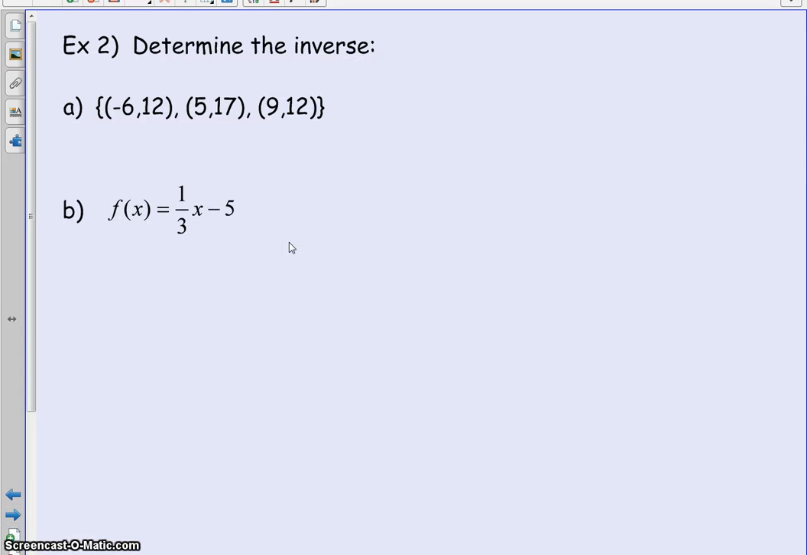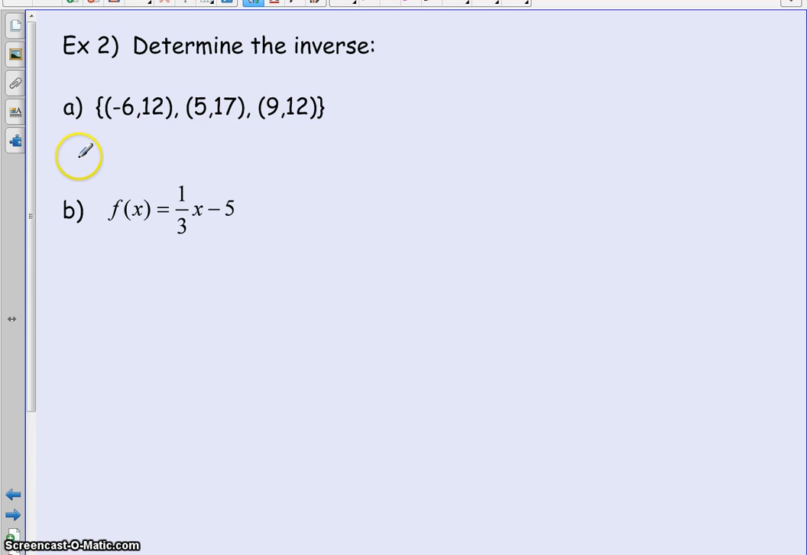Okay, so what we're going to do now is actually go through some examples of trying to determine the inverse. And that input-output diagram I showed you a couple slides ago will come in handy. I'll show you another way of going through it as well. But let's go through the first one together. So in this case, the function is actually just 3 points. Okay, so I have (-6, 12), (5, 17), and (9, 12).